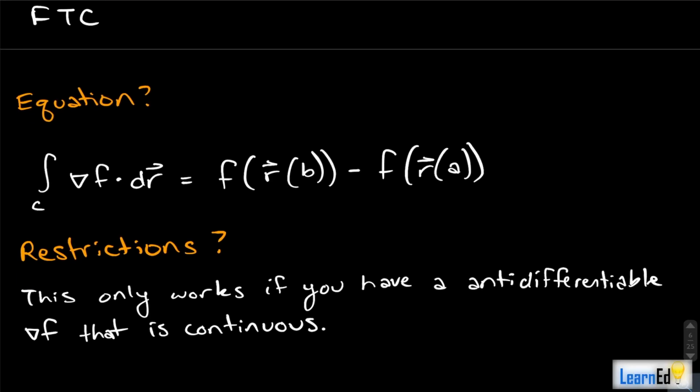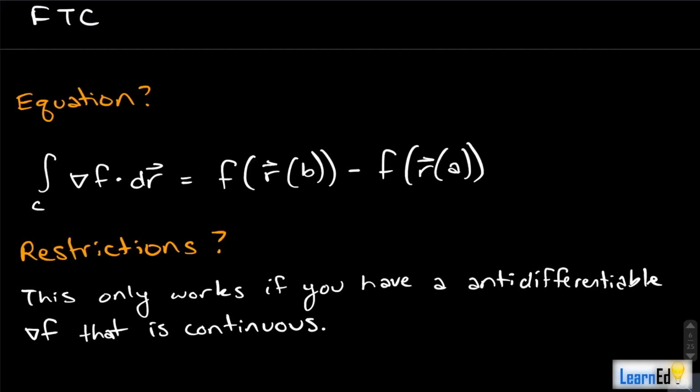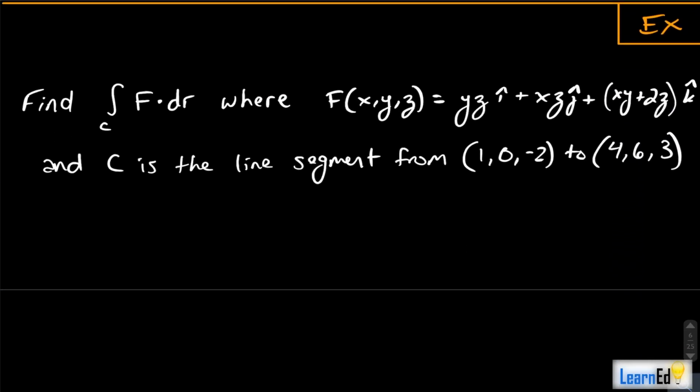If you don't have an antidifferentiable integrand, let's say that you tried to do an antiderivative and it doesn't work, then you know that Green's Theorem or other stuff like that is going to be your better bet. But if you do have an antidifferentiable integrand, then you're going to want to stick with the fundamental theorem for line integrals, because it's really easy compared to some other methods. Okay, so let's do an example.